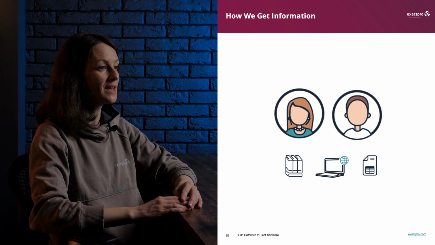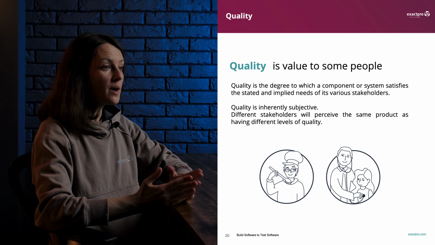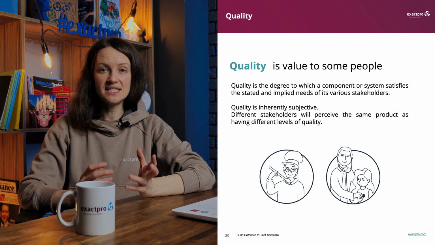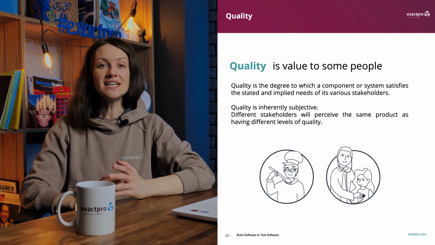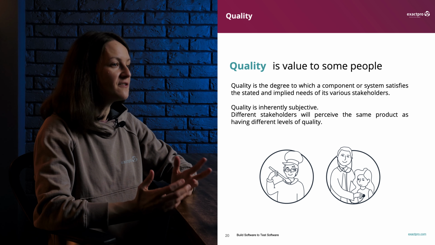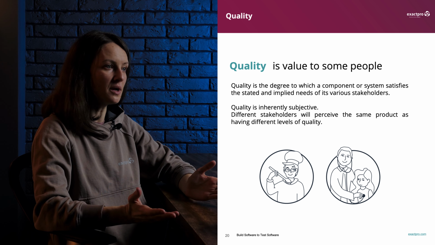Let's talk about what quality is. Quality is of value for specific individuals. Quality is the degree to which a component or system satisfies the stated and implied needs of its various stakeholders. Quality is inherently subjective. Different stakeholders will perceive the same product as having different levels of quality.